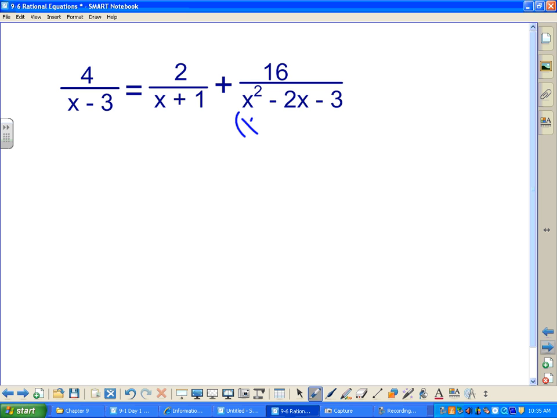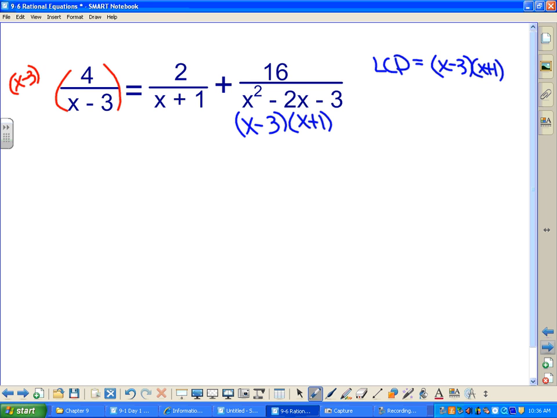Does it? Yes. x minus 3 and x plus 1. Making your LCD equal to what, Taylor? That's it. And so, Emily, what do I need to do now that I know my LCD? Yeah, multiply each term by that LCD. So multiply this by an x minus 3 times an x plus 1. And do the same thing to this side over here. Multiply it by the x minus 3 and the x plus 1.